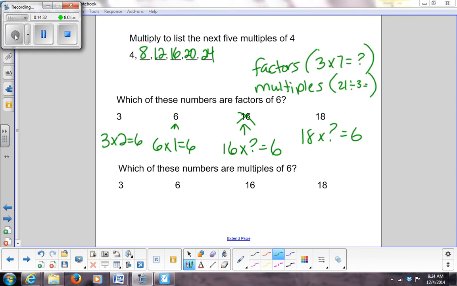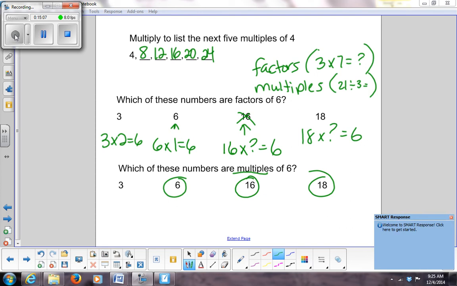Which of these numbers are multiples of 6? Nope, those are factors. Remember, we're dealing with multiples. 16. And 18. Is that it? And 6, right? 16 divided by 6 equals what? Nothing. Oh, 16, you're right.